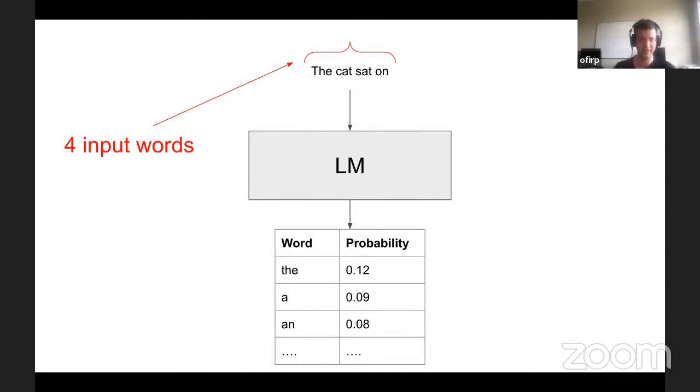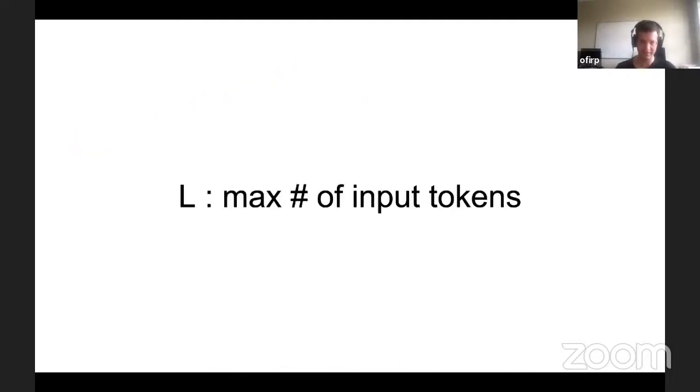When we design a language model, we have to set the maximum number of input words that the language model can read in at once. So for example, in GPT-3, this was 2048. In the baseline that we used for this paper, it was 3000. So there's always some number you have to pick, which represents the maximum number of words that the language model can look at once. And throughout this presentation, I'll refer to that number as L.